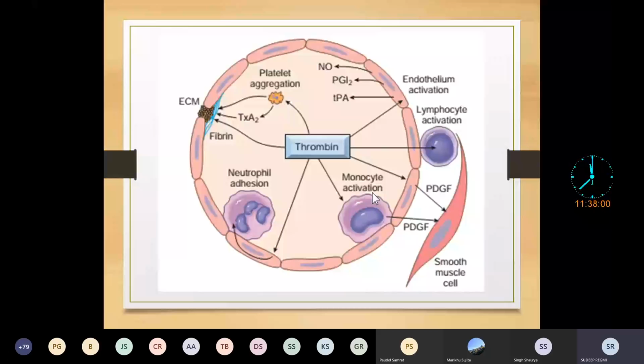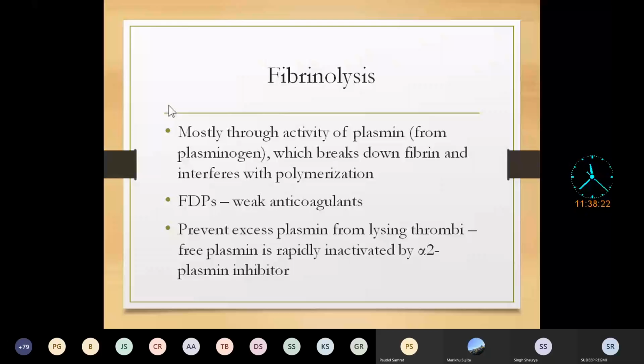Now, fibrinolysis. Yesterday also briefly we had talked about fibrinolysis. So why is fibrinolysis essential? Because it limits the formation of a thrombus, or not actually a thrombus but a clot, to only the area of need. This is achieved mostly through the activity of plasmin, okay, which is made from plasminogen, which breaks down the fibrin and interferes with polymerization. The fibrin degradation products are also weak anticoagulants.